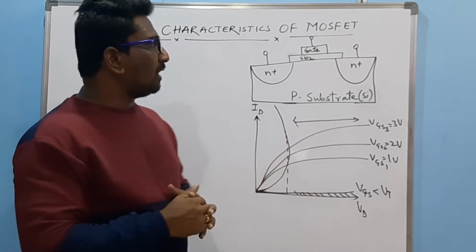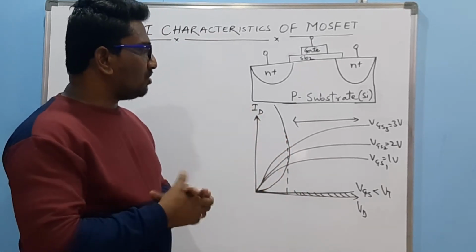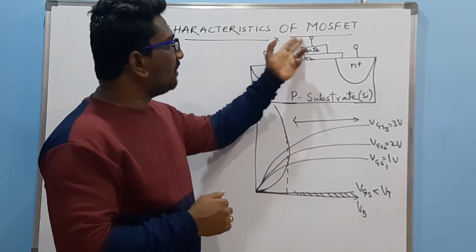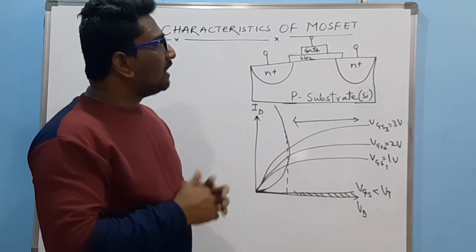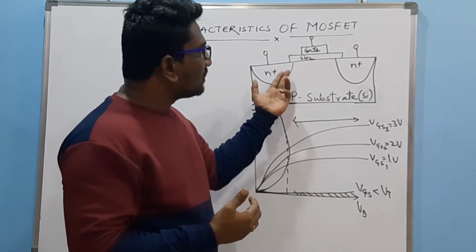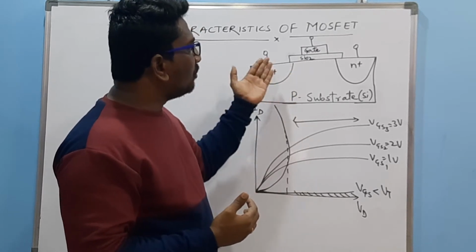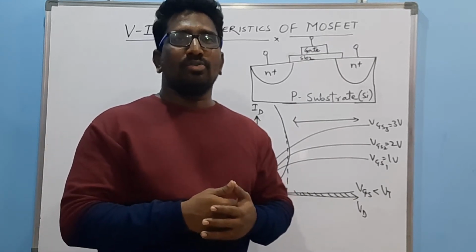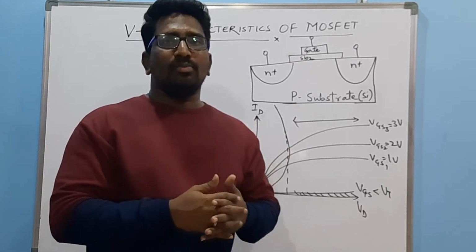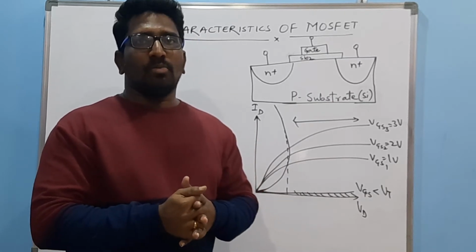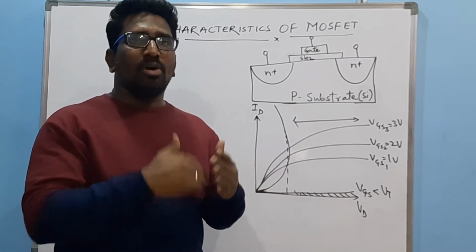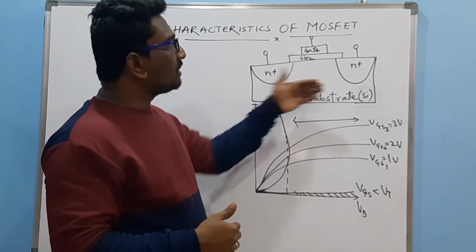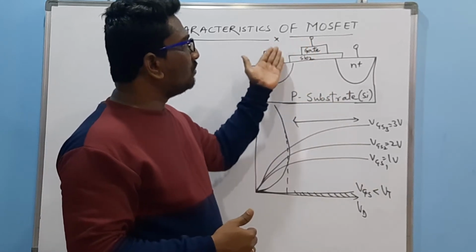Then coming to the next one. The next region is called the linear region. As we go on increasing the voltage between the source and gate, the electrons get excited and move from source to drain through the channel. So the current also increases. What do we understand from this? As you go on increasing the voltage over here, the current also increases linearly with respect to the voltage you have applied.